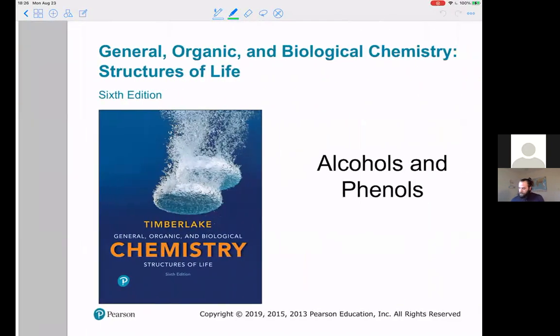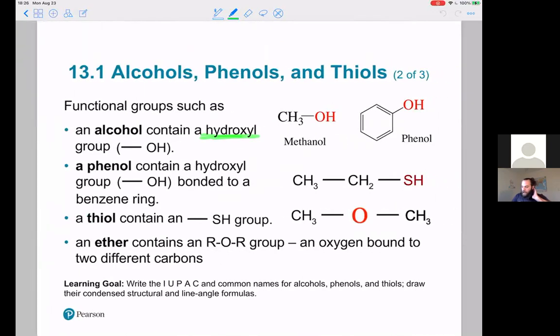All right, so let's start with our first lecture here. First, I want to just introduce these functional groups to you. The first one is an alcohol, and alcohols contain what's called a hydroxyl group or an OH group. So a classic example would be methanol, right? So we have an OH group that's bound to our carbon.